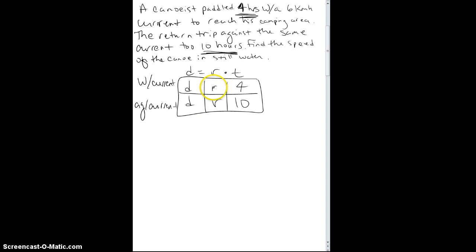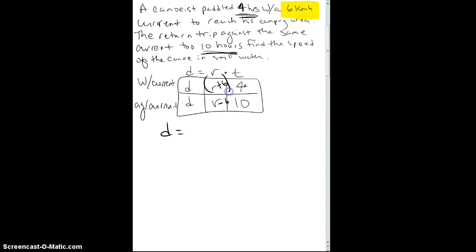The thing that's impacting the rate is this current right here. That current is what's going to change my rate. If I go with the current, it is going to push me along, so I'm going to add 6 to that. But it is also going to slow me down when I go against it. Just like riding a bike, the wind behind you is going to push you faster, but against the wind is going to slow you down.